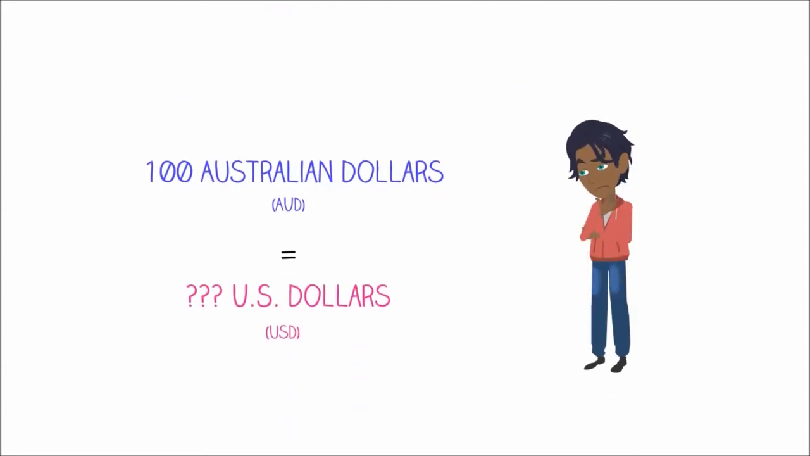The implication of the world having different currencies is that people have to figure out the value of one currency against another. So let's say you have 100 Australian dollars and you're traveling to the US and want to convert your money to US dollars. How do you go about this?